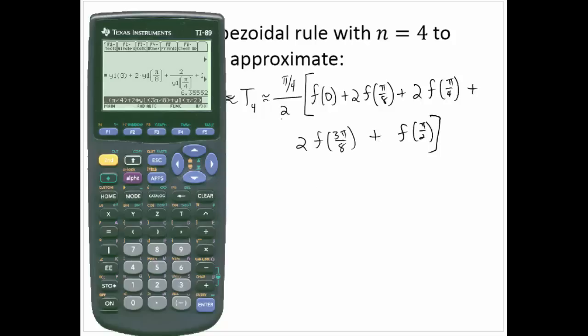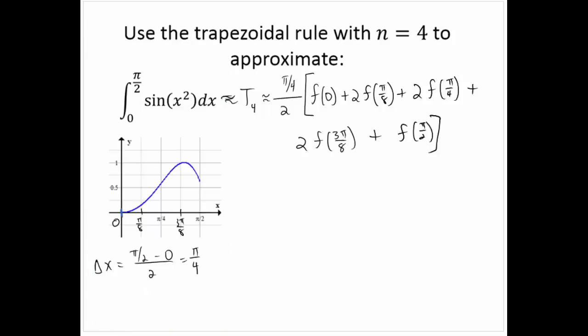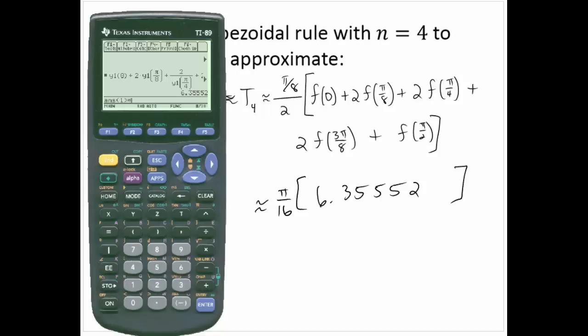Sorry, that delta x is incorrect. I divided by 2 here. The delta x, dividing by n, should have been divided by 4, so that's pi over 8. And so here we have pi over 8 over 2, which becomes pi over 16 times that sum, which is 6.35552. Multiplying by pi over 16, we get 1.2479.